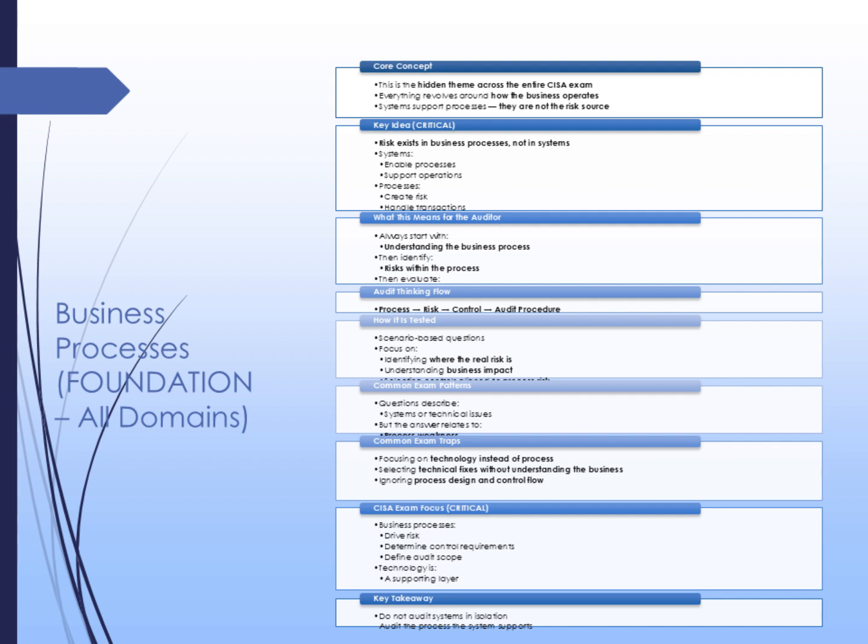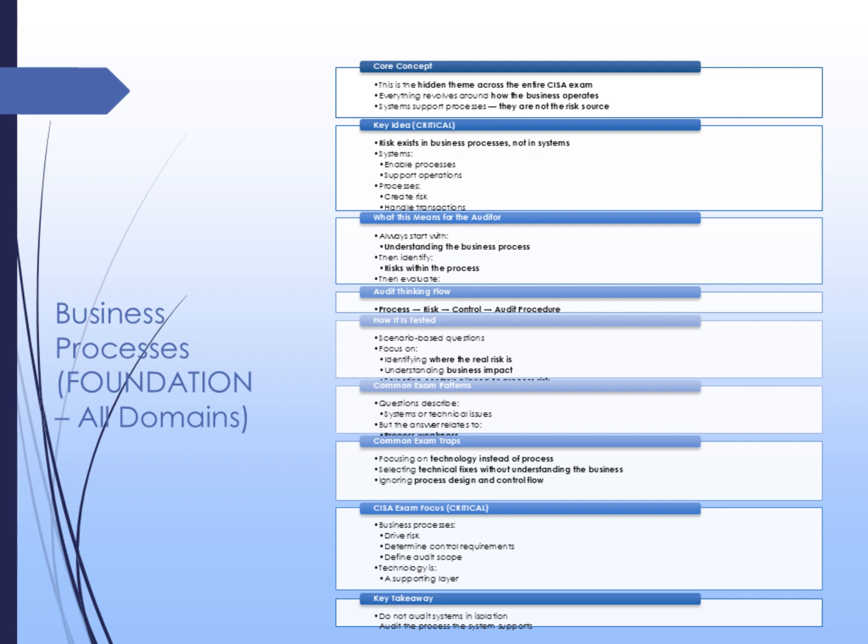The key idea here is that risks exist within business processes, not within systems alone. Technology supports and enables processes such as transactions, approvals, reporting, customer service, and operational activities. If the underlying process is weak, poorly designed, or lacks controls, the business remains exposed regardless of how advanced the technology may be. For the auditor, this means always starting with an understanding of the business process first.